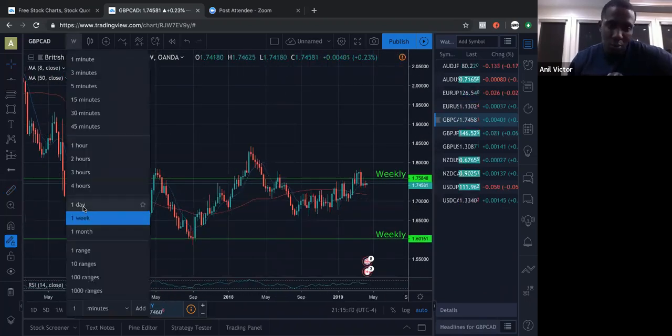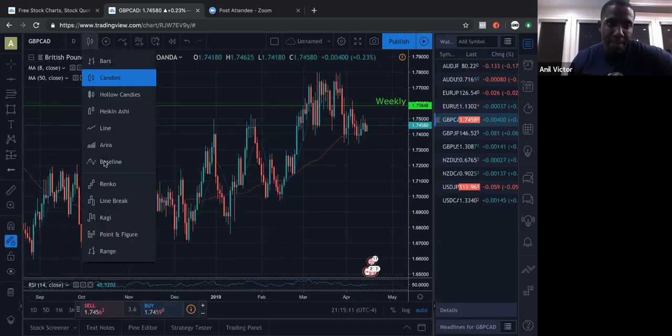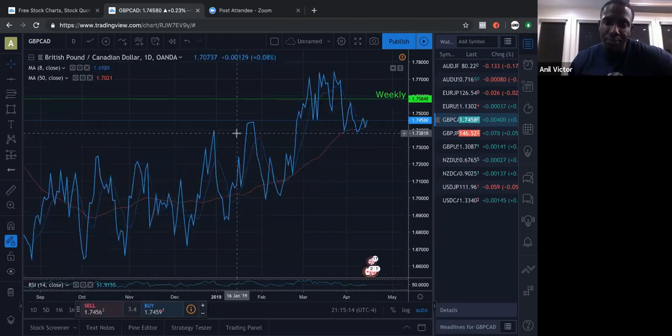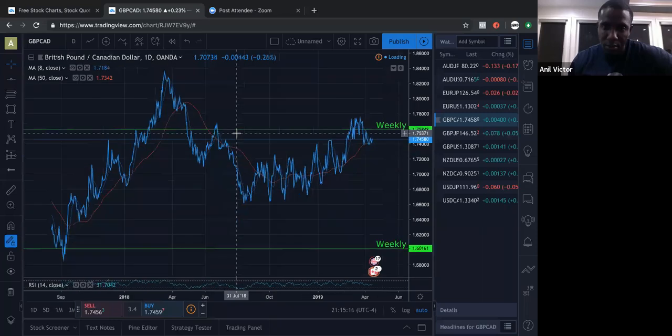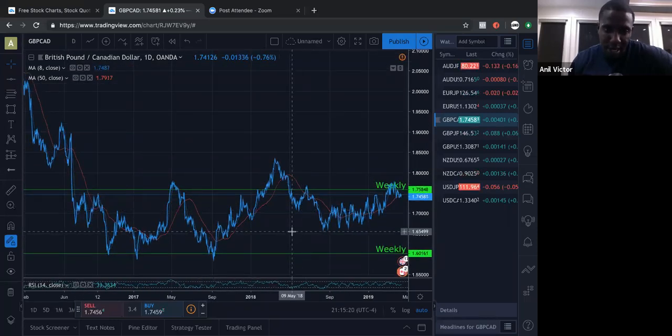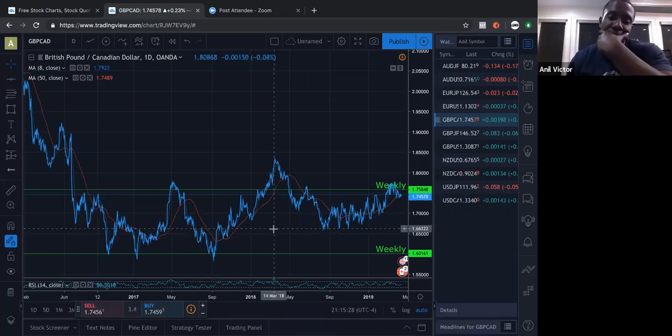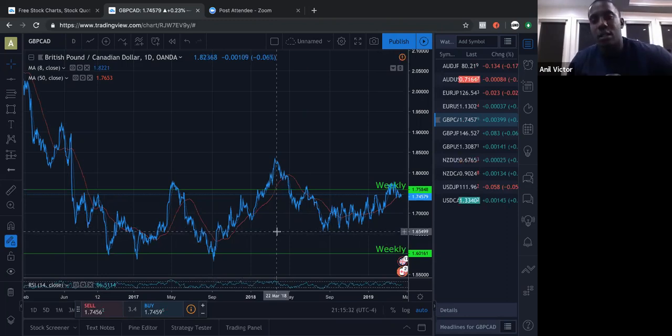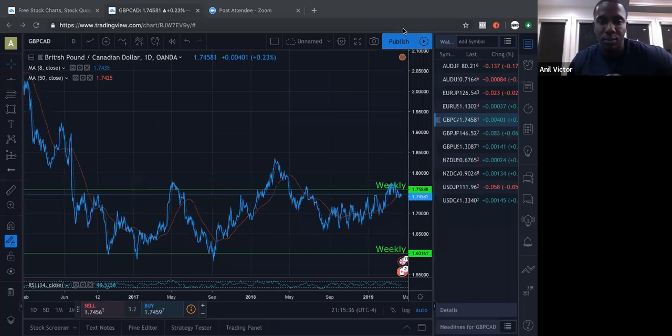And then we just come down to the daily, come to our line chart, and see what we see on the daily. We can find anything. So if you think that this is a key level right here, tap 1. If you don't, tap 2. If you think right here is a key level, excellent.